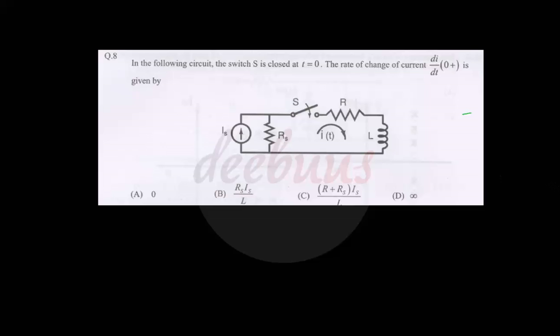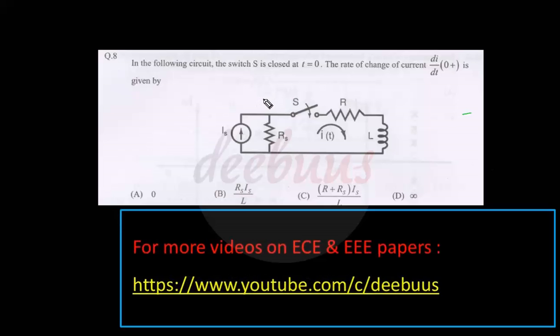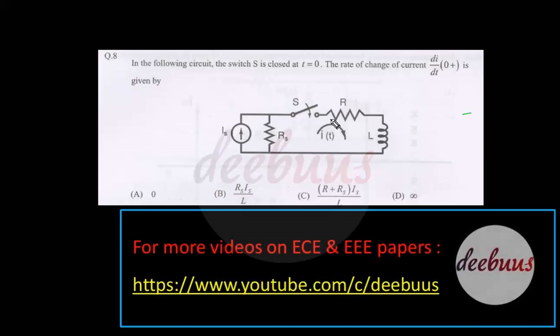Today we are checking GATE 2008. So moving to a 1 mark question. In the following circuit, the switch is closed at t equal to 0. The rate of change of current, di/dt of i(0+), is given by.